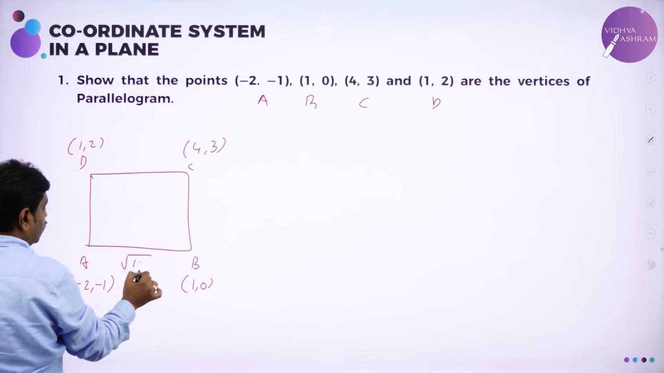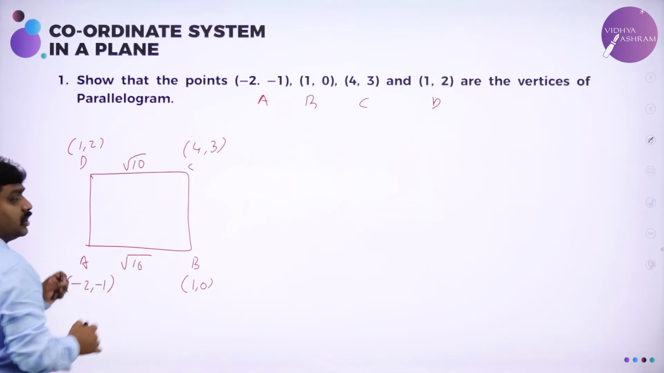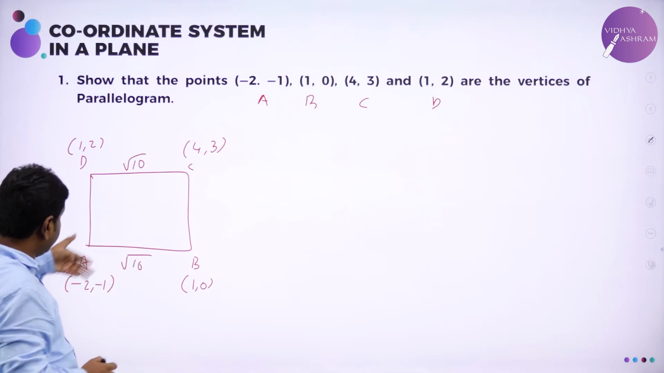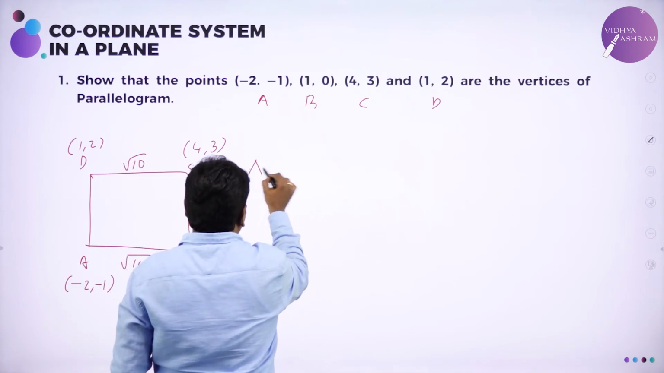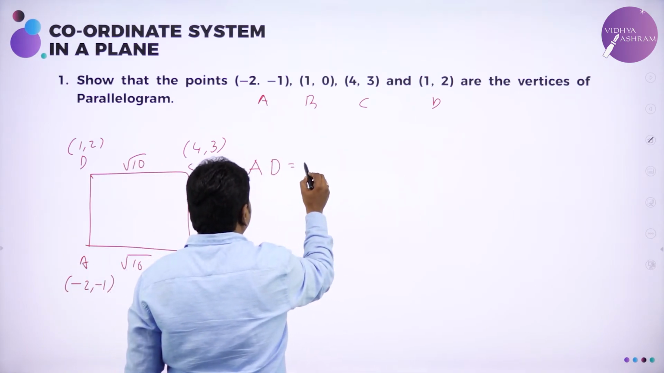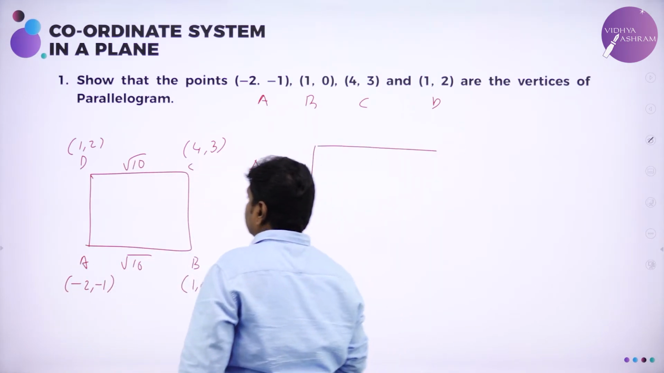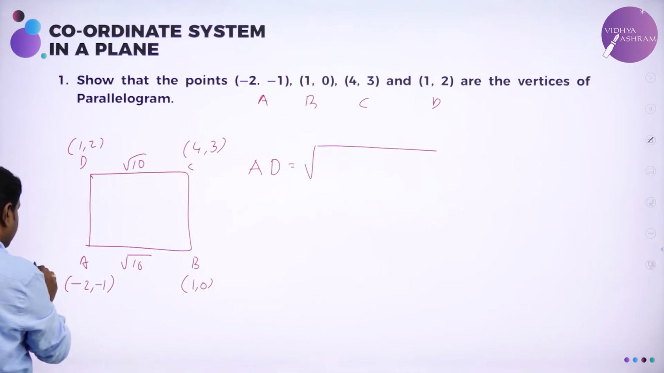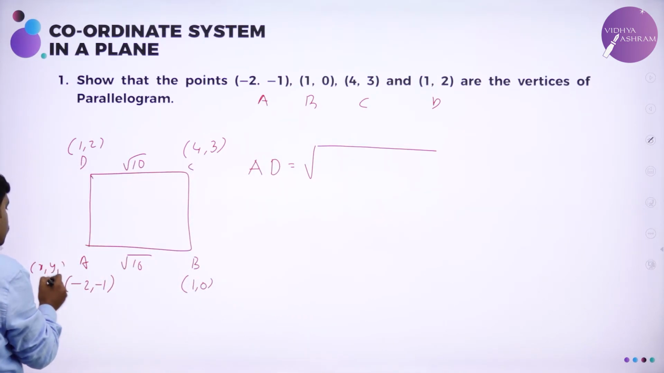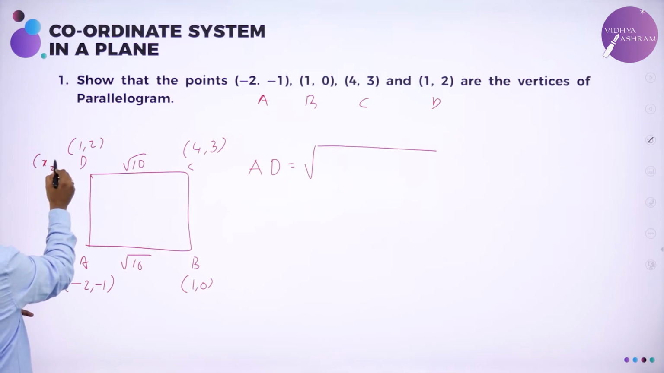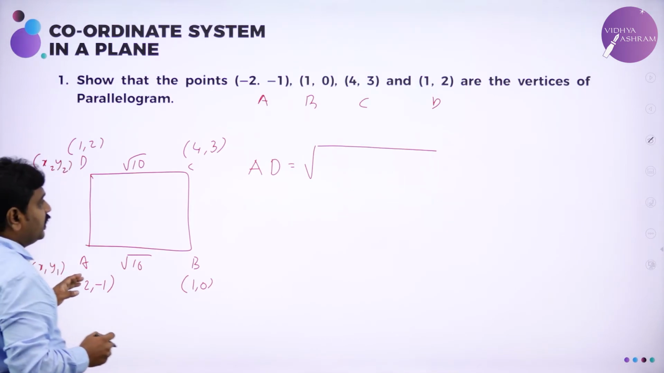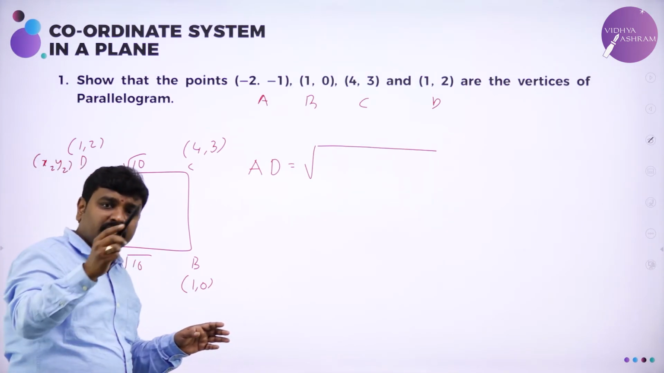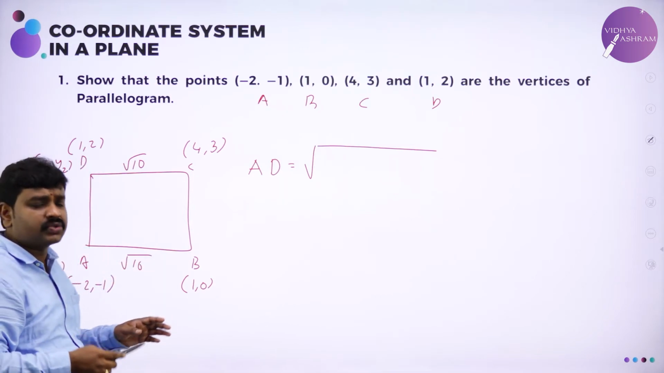After finding, we got this root 10. Now we will go ahead with AD and BC. Let me find AD. So AD means, call this pair as x1, y1, call this pair as x2, y2. So AD, what is the formula? x2 minus x1 the whole square plus y2 minus y1 the whole square.